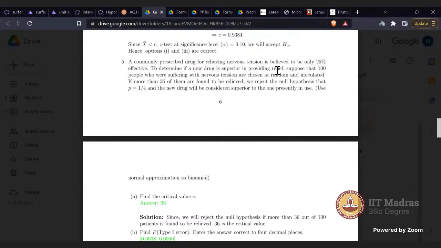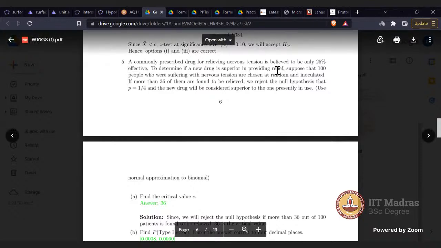How did you decide your null hypothesis? Here it is given, ma'am. The null hypothesis is probability equal to 1 by 4. But for the alternative, it is probability not equal to 1 by 4. Reject the null that p equals 1 by 2 and the new drug will be considered superior to the one presently in use.